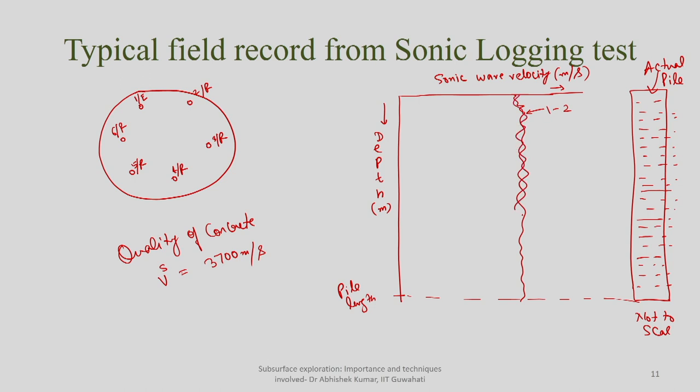Same, you can do the test at other locations also, maybe 1 and 3 and so on, 1 and 4 and so on. And then you can have maybe one average curve that is going to give you the sonic wave velocity. In case I am considering here 3700, or 3600 meter per second, I can consider that throughout the depth your quality of the concrete is sufficiently good. So, I can go for acceptance.